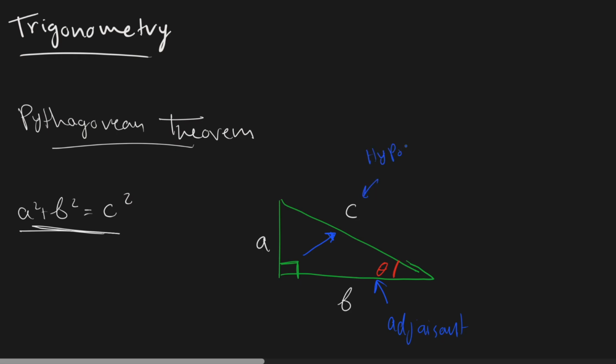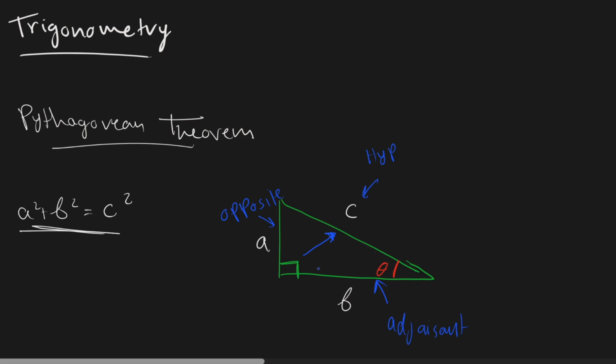We call it the hypotenuse. I'm not sure if it's written like this, but we usually just write HYP. And for adjacent, we usually just write ADJ. And then this side that is opposite to theta, the side that is opposite to theta, we call it the opposite. So OPP, that is short for opposite.